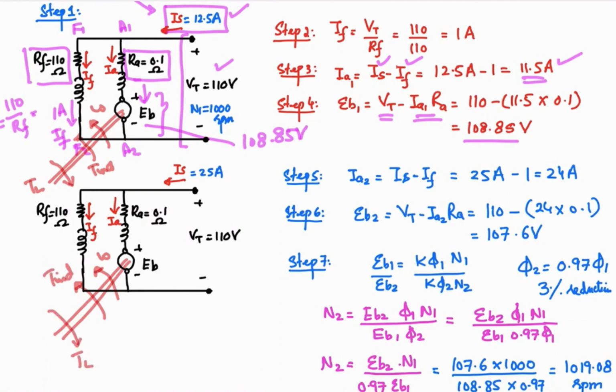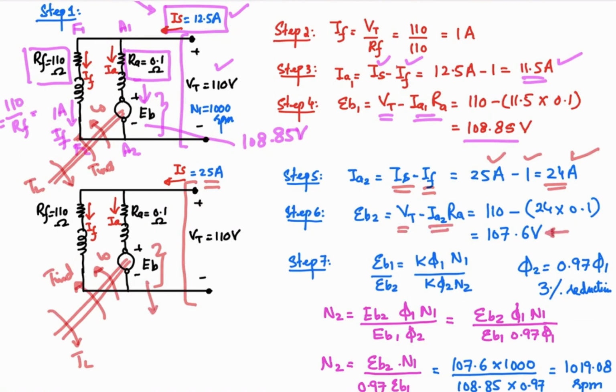So what is the change in the armature current if the supply current goes to 25 ampere? We know that the current in this branch is 1 ampere. It is not going to change because the voltage is going to remain constant, 110 volt. So the current in this branch is fixed, that is 1 ampere. So we can work out the armature current, which will be the difference of the supply current and the field current. So IA2 equals IS minus IF, 25 minus 1, that is going to be 24 ampere. Now we are going to work out the new back EMF because of the increase of the load. That is VT minus IA2 into RA, so that is 107.6 volt.